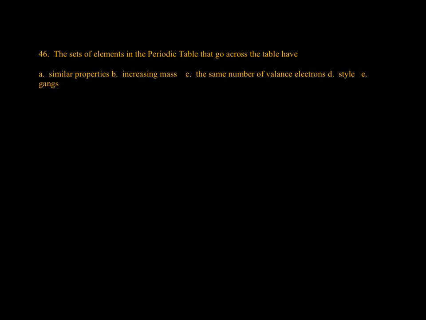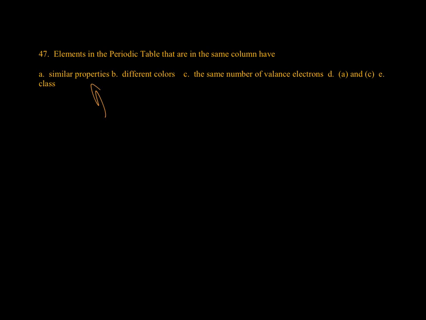As you go across the periodic table, you have elements of increasing mass because they get bigger. Bigger in terms of the number of protons, electrons, and typically neutrons. Not necessarily bigger in terms of the radius or the space of the atom. In the same column, elements have similar properties, and the reason they have similar properties is because they have the same number of valence electrons. So the correct answer is A and C, which is choice D.